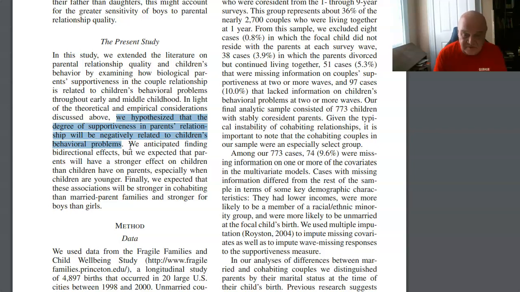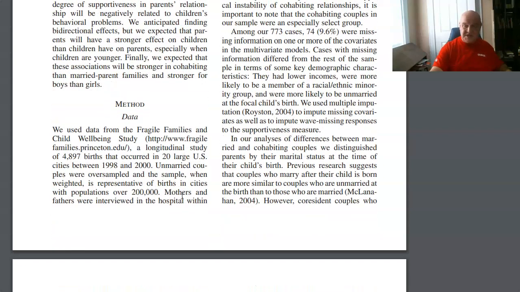And they assign supportiveness and behavioral problems numerical values on scales, right? Parents will have a stronger effect on children than children have on parents. Now we get down to the sampling used in the study. And that's always going to be in a section, and it's very elegantly done here, called method or data. We use data from the Fragile Families.